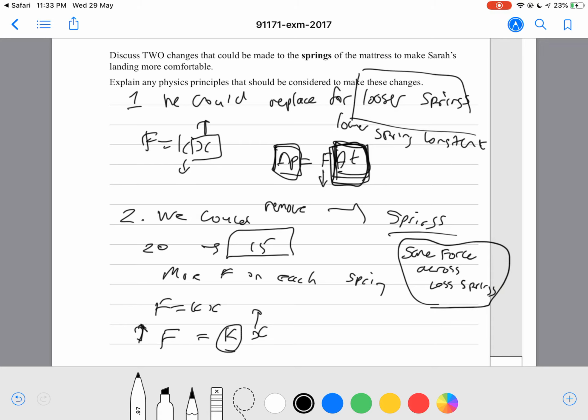The spring constant of each spring always stays the same, so therefore the compression distance will increase, and if the compression distance increases, then it increases the stopping time. Therefore, because the change in P is the same, the force experienced by Jane will decrease, and her landing will be more comfortable. So those are the two changes that can be made to the springs on the mattress. And that's basically another example of a question.